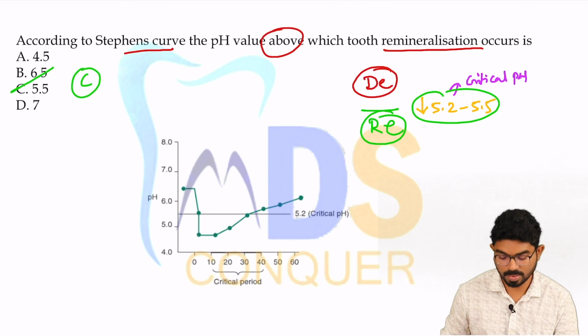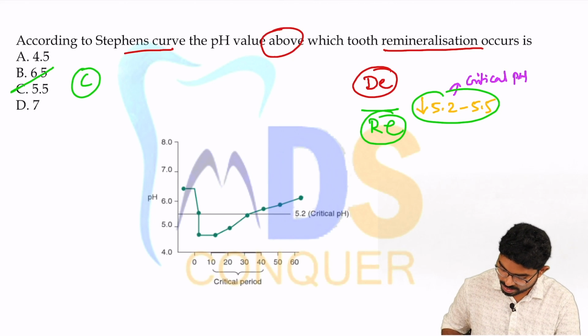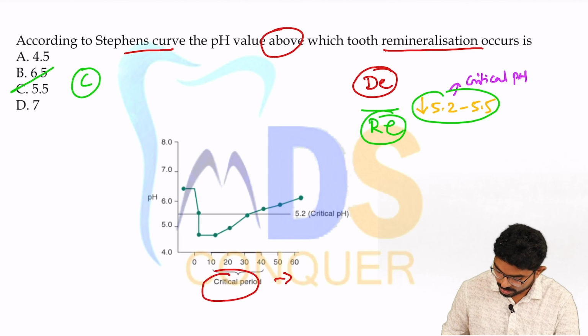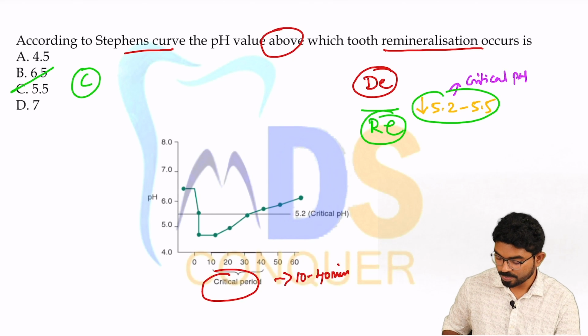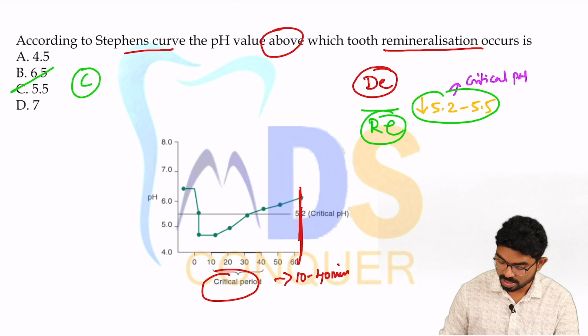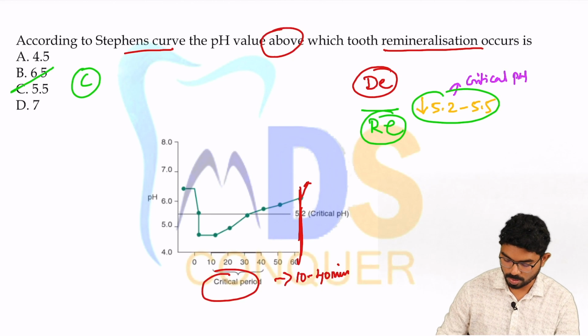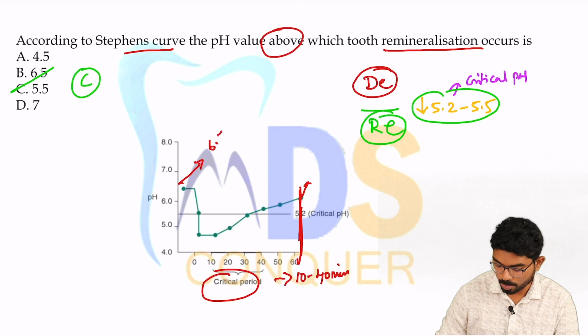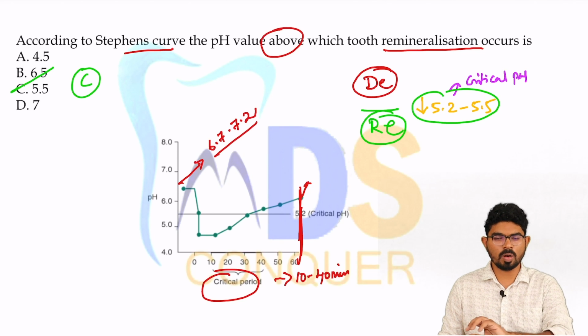The answer is C. So you have to make a note, the critical pH is 5.2 to 5.5 and the critical period is 10 to 40 minutes. So mostly after a period of 1 hour or 60 minutes, it drops to the original pH. The normal pH is 6.7 to 7.2. So this is a normal basic question.